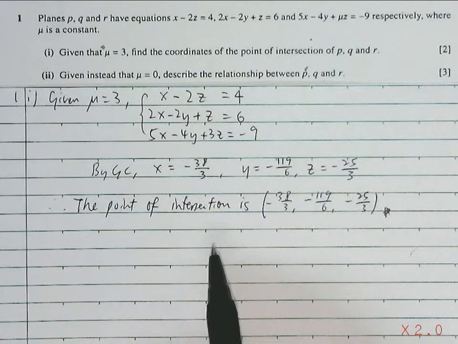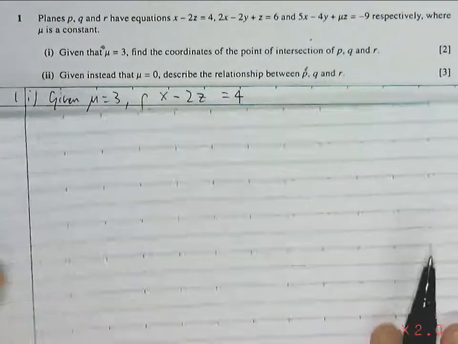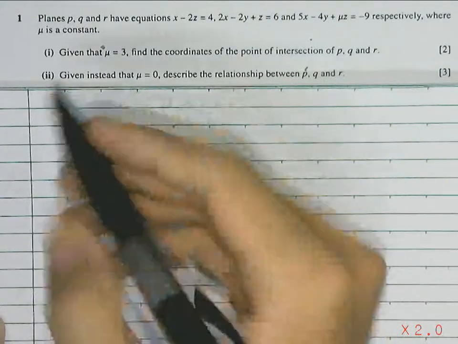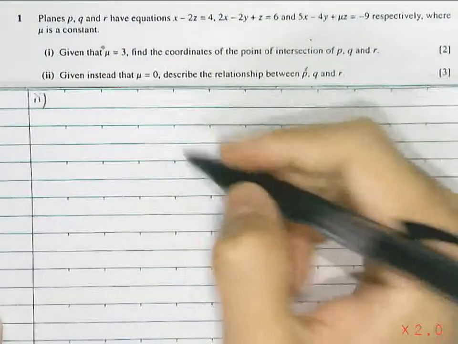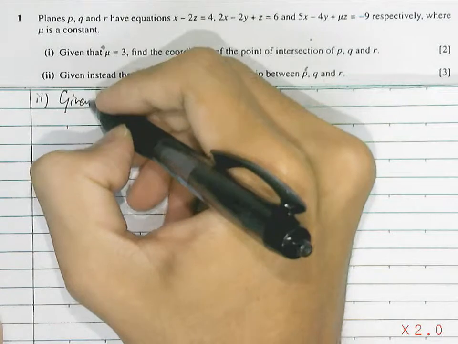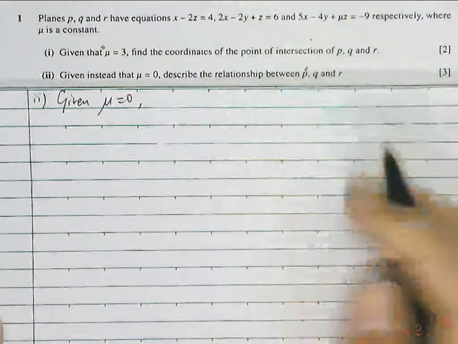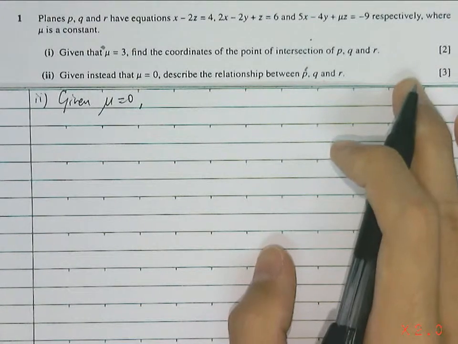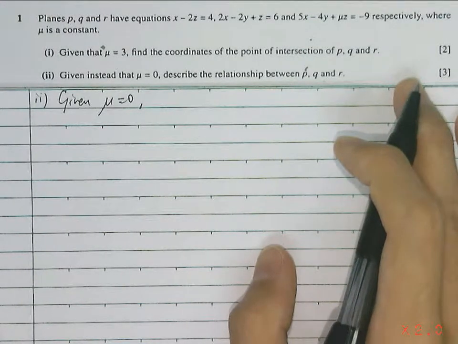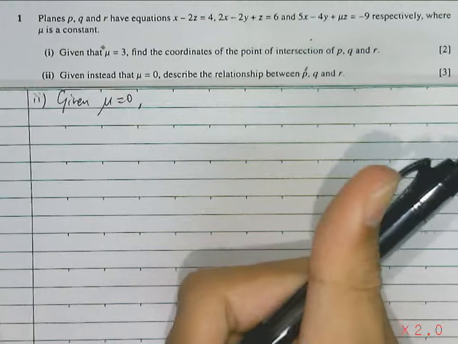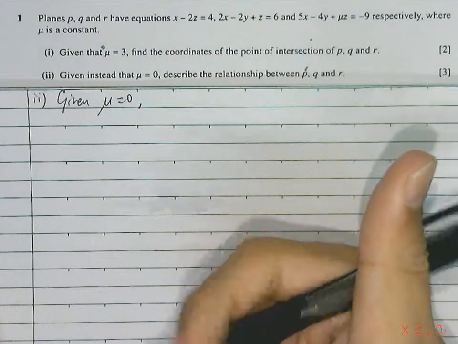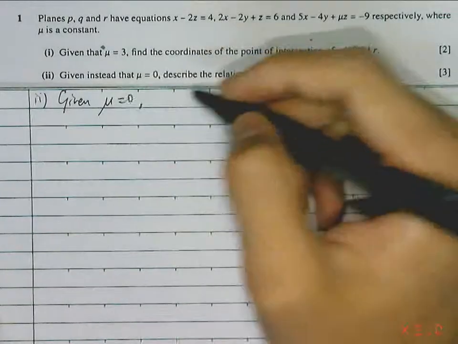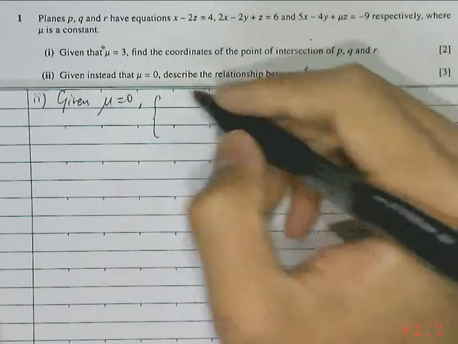Now moving on to part 2. Given instead that mu equals 0, so for part 2, mu has a different value, so we'll write that down. Given mu equals 0, describe the relationship between P, Q and R. To find the relationship between 3 planes, we always have to check, first, whether they are parallel, and second, whether they have intersections.